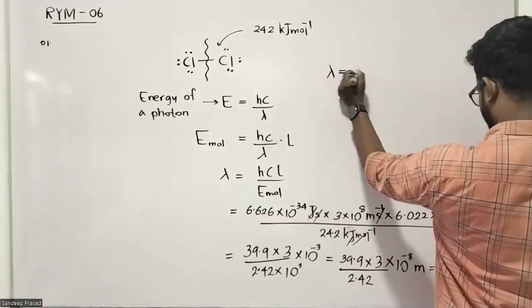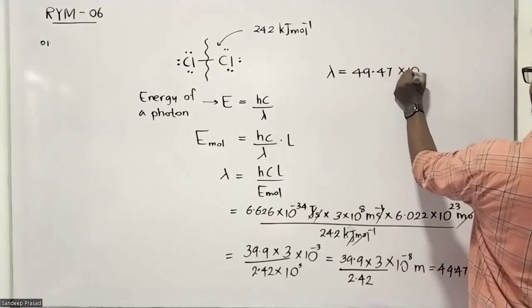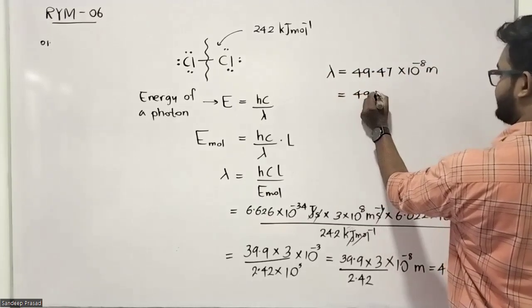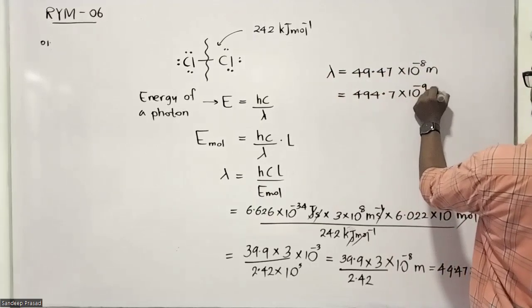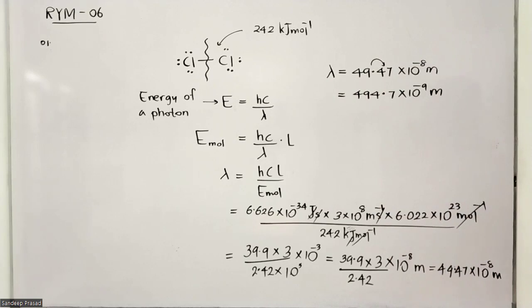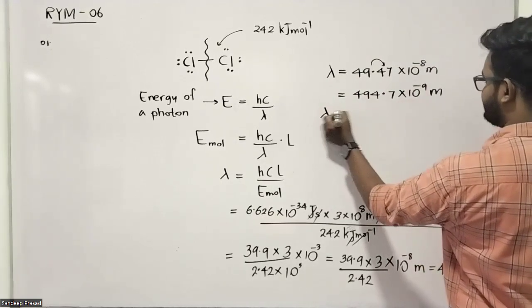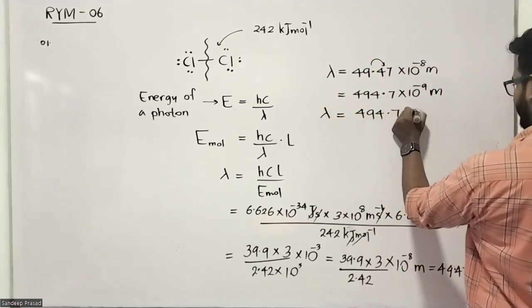The lambda wavelength value that you obtain is 49.47 × 10 to the power minus 8 meters. So therefore, we can write this as 494.7 × 10 to the power minus 9 meters. I can shift the decimal point one place forward by converting this to 10 to the power minus 9. And we know that 10 to the power minus 9 means nanometers. Therefore, the answer is 494.7 nanometers.